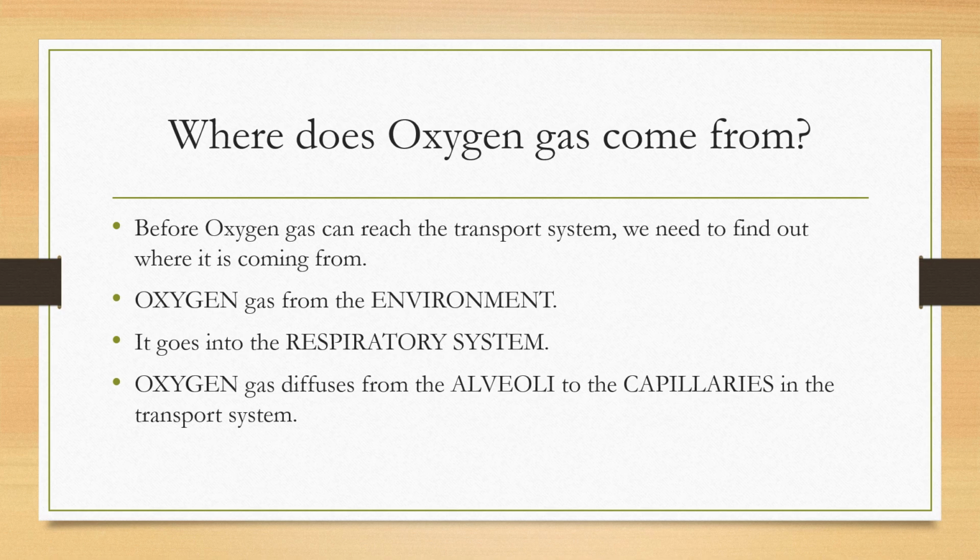Before oxygen gas can reach the transport system, we need to find out where it is coming from. And oxygen gas is coming from the air, the environment. It goes into the respiratory system, and this oxygen gas diffuses from the alveoli to the capillaries in the transport system. So we will discuss it in detail on the next slide.